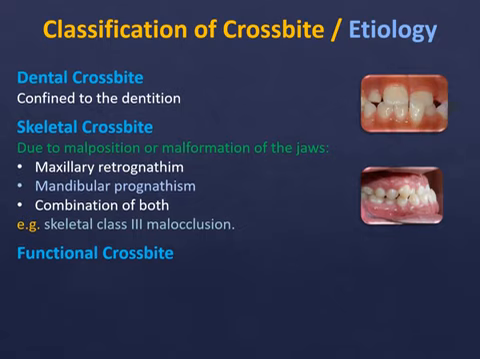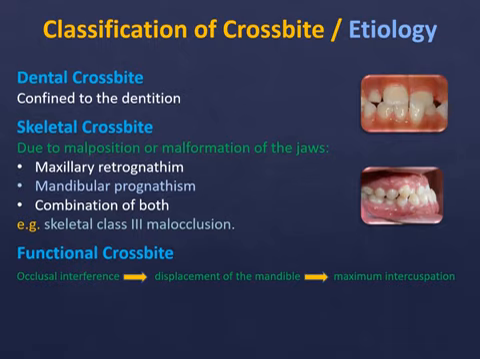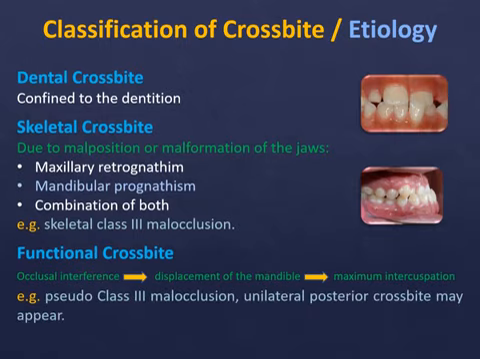In case of functional crossbite, this usually appears when we have occlusal interference or premature contact between the upper and lower teeth, and this could lead to displacement of the mandible anteriorly or posteriorly in order to achieve maximum intercuspation, and this will be associated with crossbite either anteriorly or posteriorly. For example, in case of pseudo-class 3 malocclusion, the unilateral posterior crossbite may appear due to displacement of the mandible laterally.